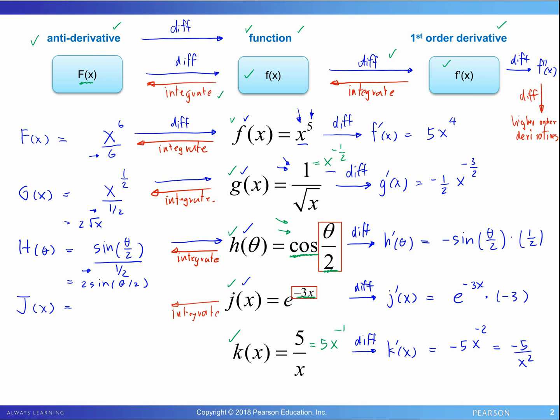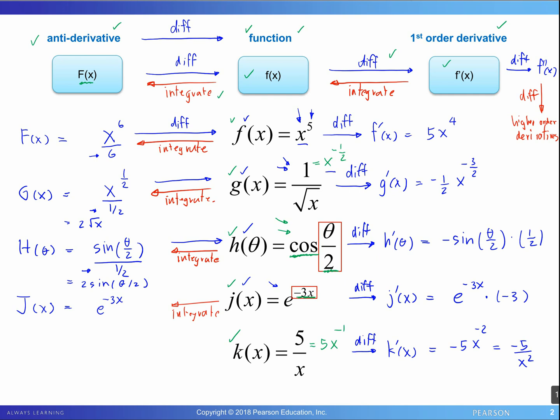And once again, we ask ourselves, what do we need to diff in order to get this e to the power of minus 3x? And as you know, we need to diff exponential in order to get exponential. So we are going to get this e again. You diff e, it stays the same, and we leave what's inside this power alone, minus 3x.